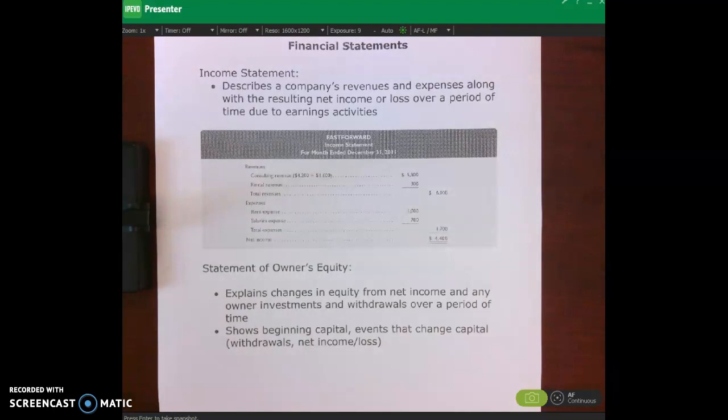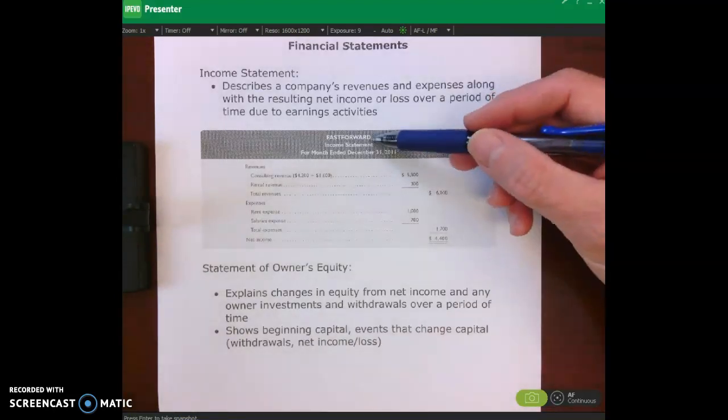The income statement shows a company's revenues and expenses along with net income or net loss. Revenues minus expenses equals net income. Revenues minus expenses could also equal net loss. Net income is the situation where revenues are more than expenses. Net loss means expenses, your costs of doing business, are higher than your revenues.